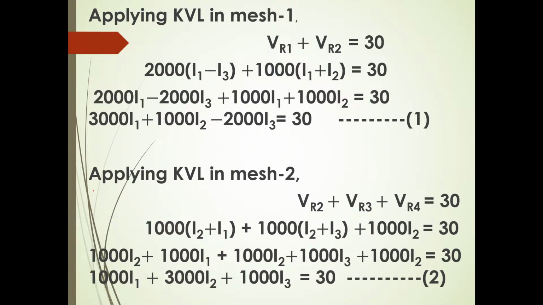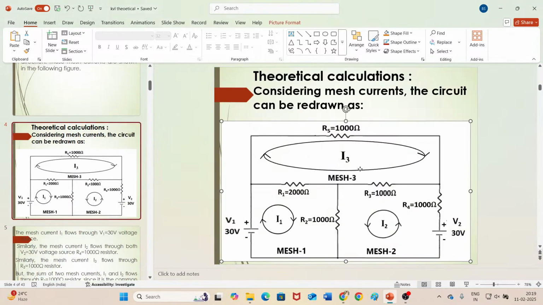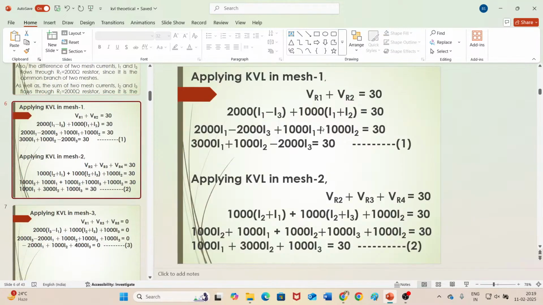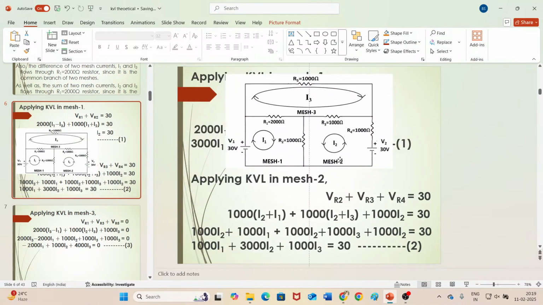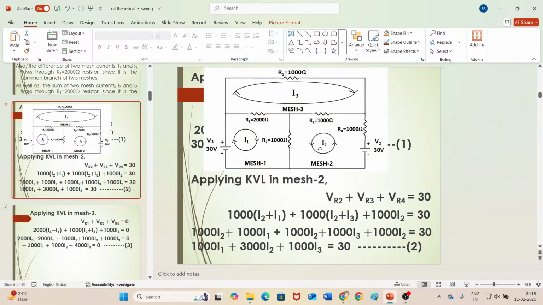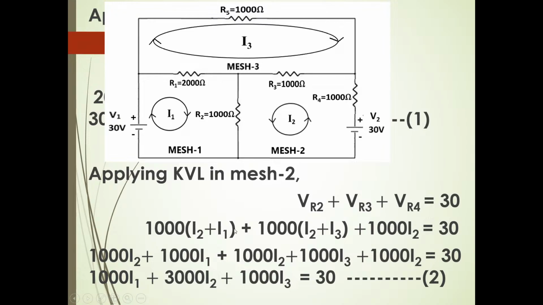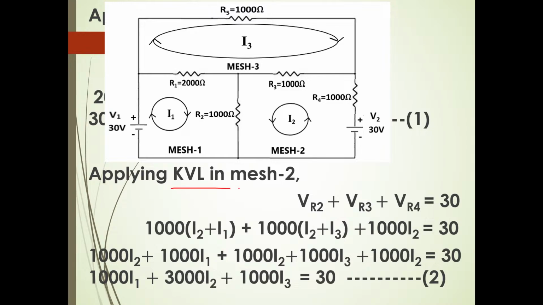So now let us write down the KVL equation for mesh 2. For that I will copy the circuit from the other slide and I will show it to you. Now this is our circuit. Now let us apply KVL in mesh 2.